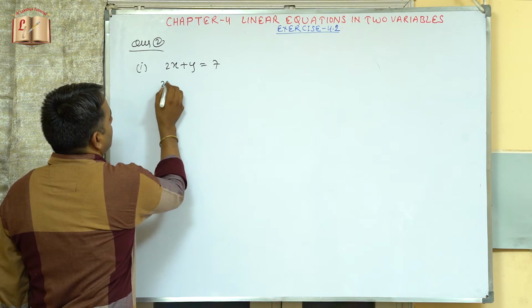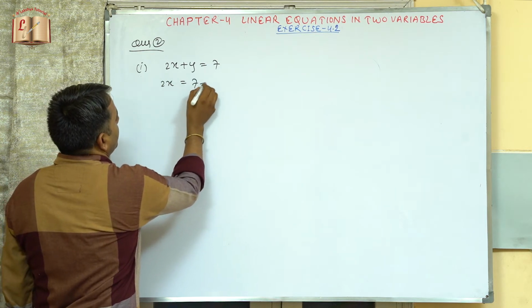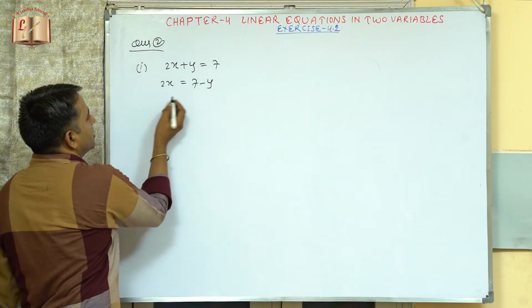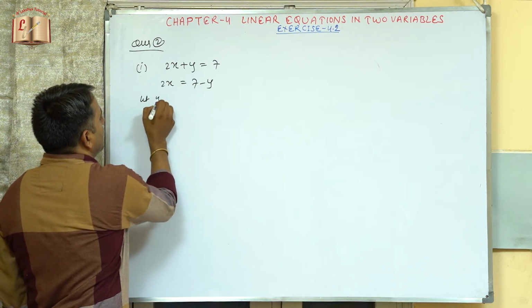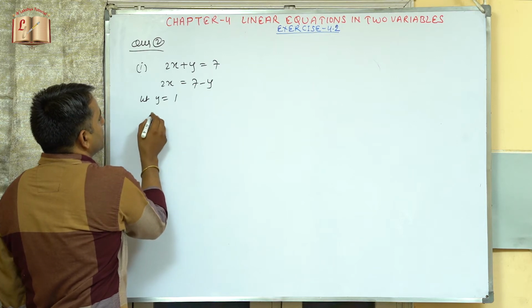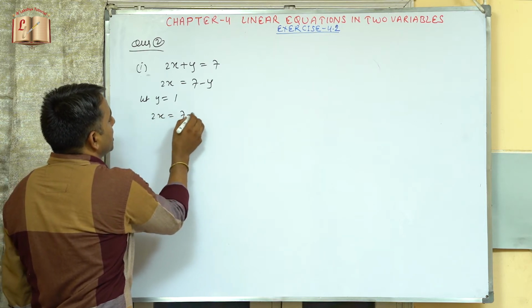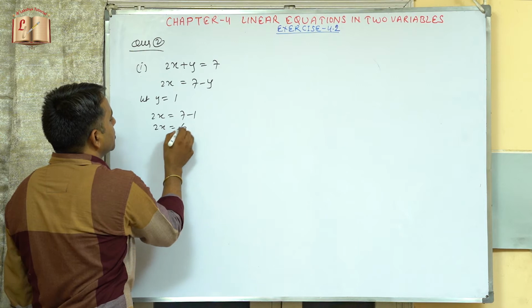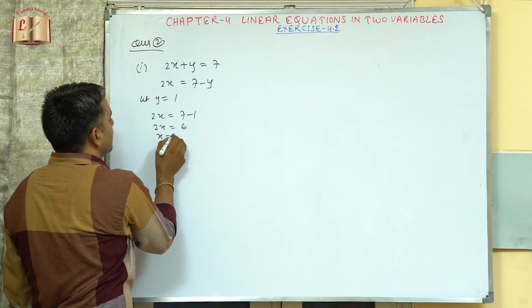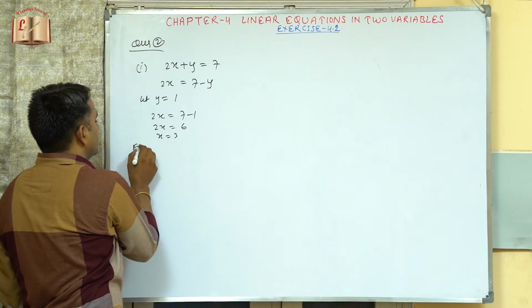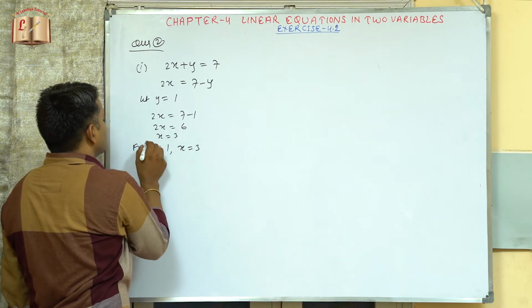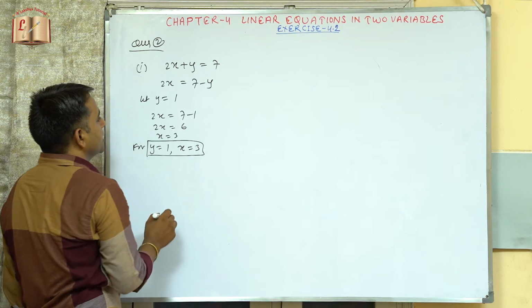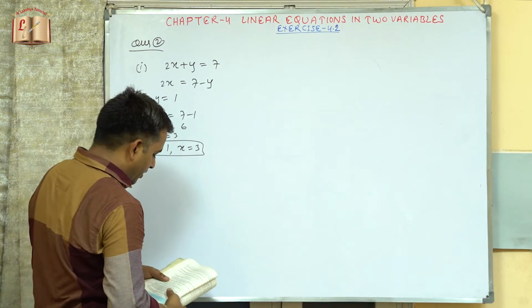So 2x equals 7 minus y. Suppose we substitute y equals 1. So 2x equals 7 minus 1, so 2x equals 6, then x will be equal to 3. So for y equals 1, x equals 3. So this is one of the solutions for us. Similarly we can go for the other solutions.